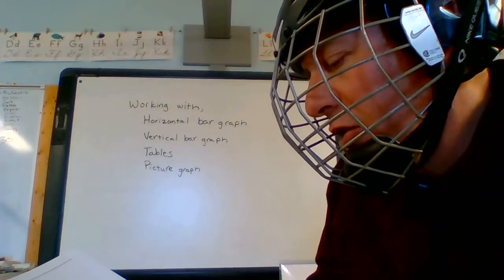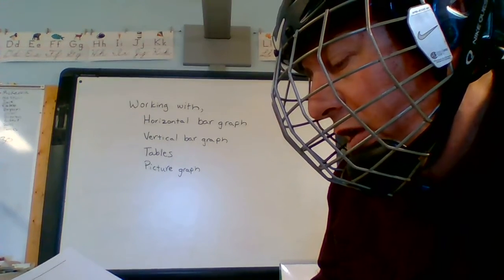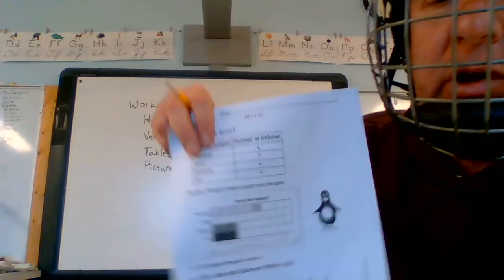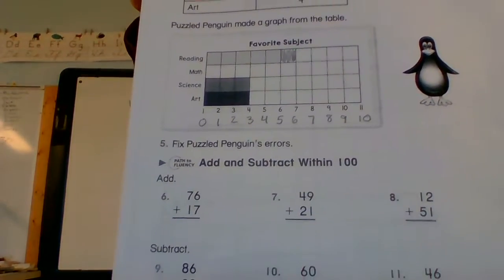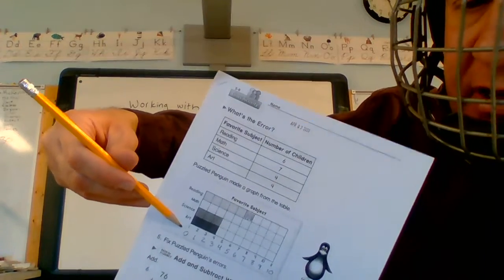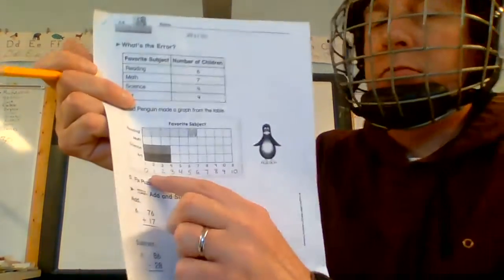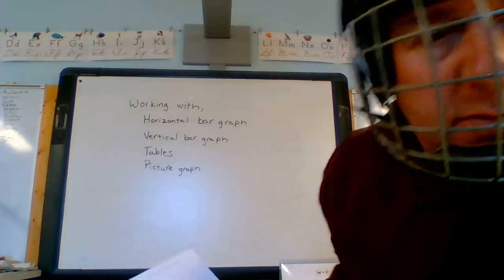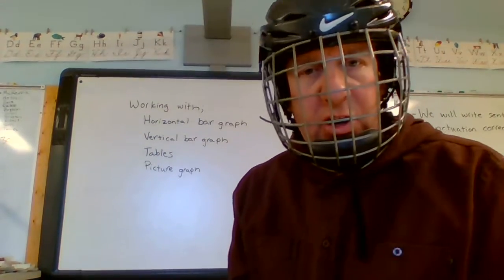We have to have math all the way to 7, science all the way to 4, and art all the way to 4. Since we put new numbers on the bottom, we have to have that 0 right there. So let's fix Puzzle Penguin's error.